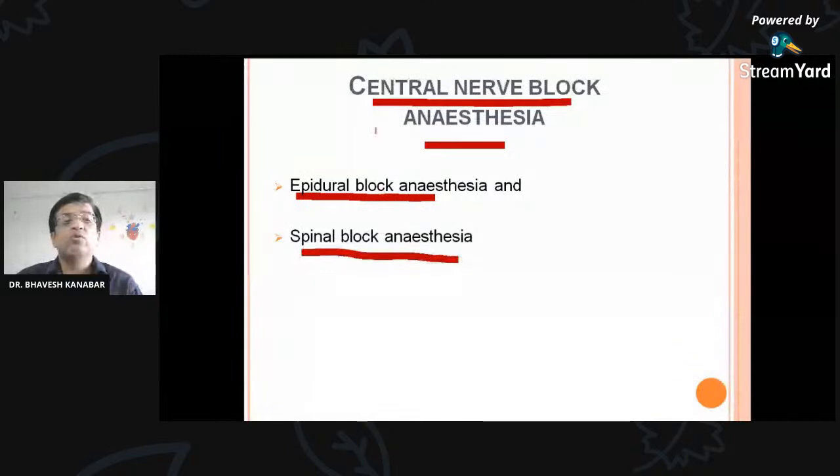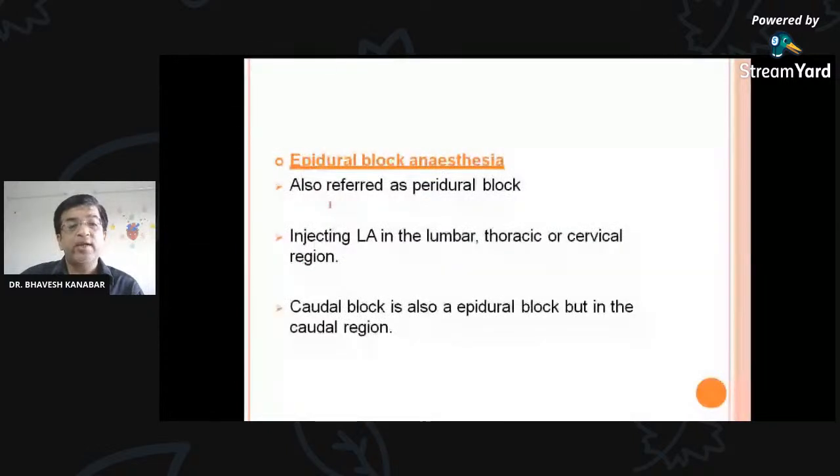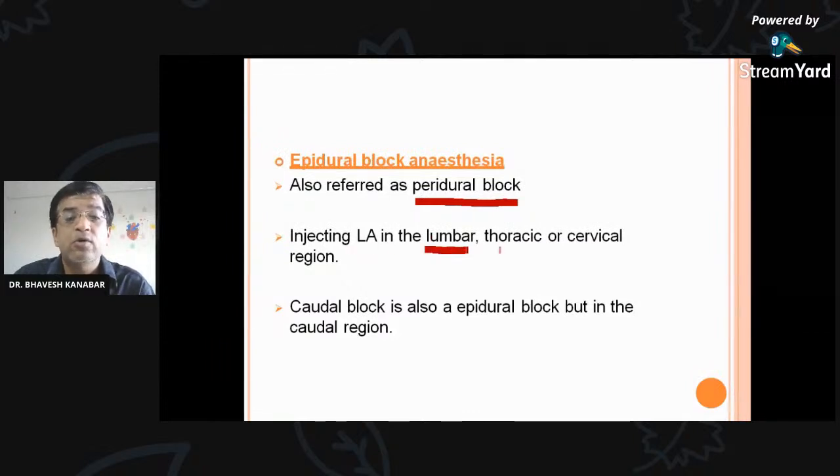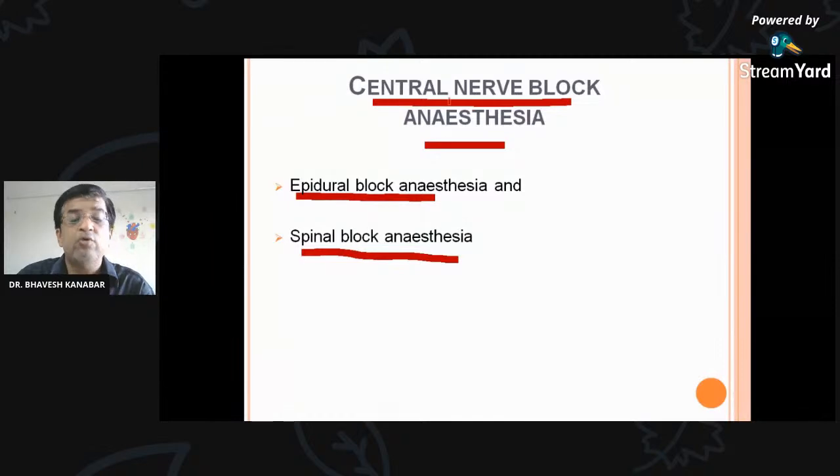In central nerve block, epidural block and spinal block anesthesia. Remember these names. Epidural block is also referred to as peridural anesthesia or peridural block. Epidural or peridural, both are similar. So what is done here? Local anesthetic is injected in the lumbar, thoracic, or cervical region. Remember, this is the central nerve type, the central region block.